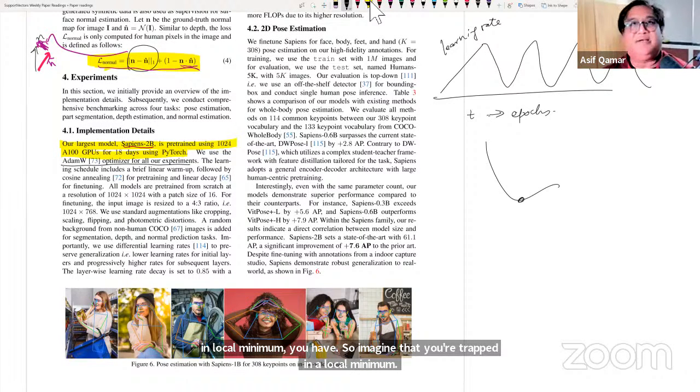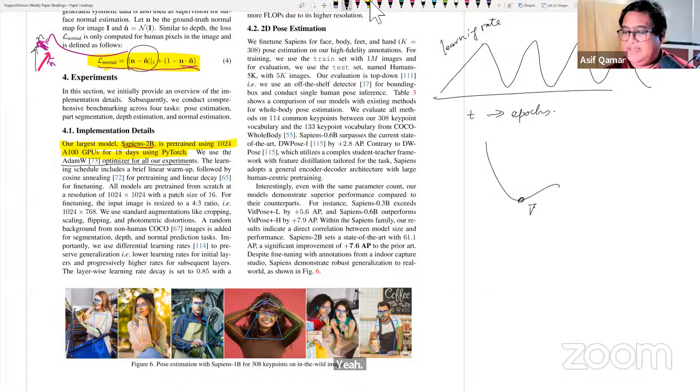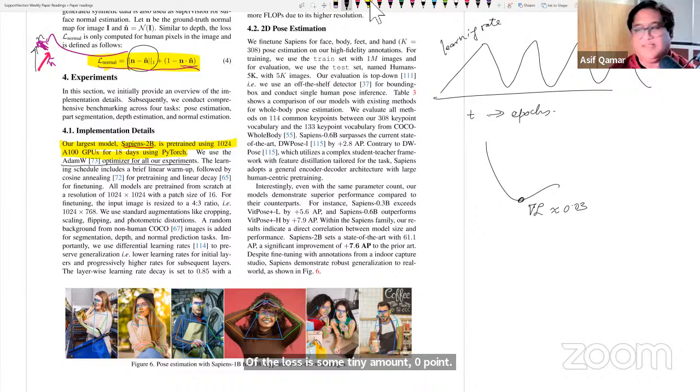And you have a tiny gradient. Let's say the gradient of the loss is some tiny amount, 0.03. I'll just take this as an example. What will happen? At this moment, if your learning rate is small, are you making progress? You're not making much progress, right? You're basically trapped in here.